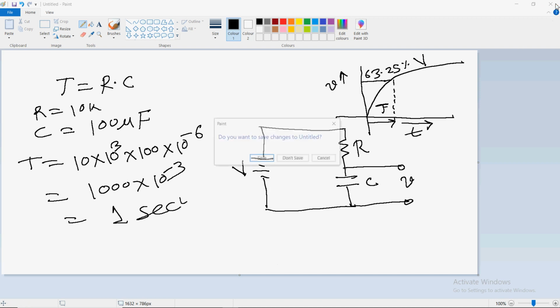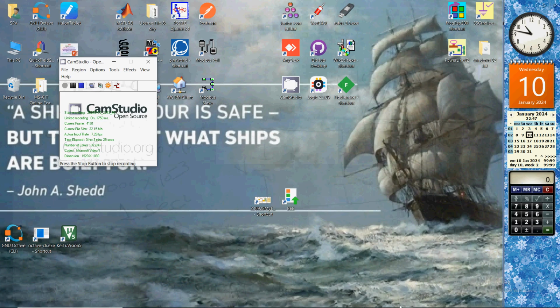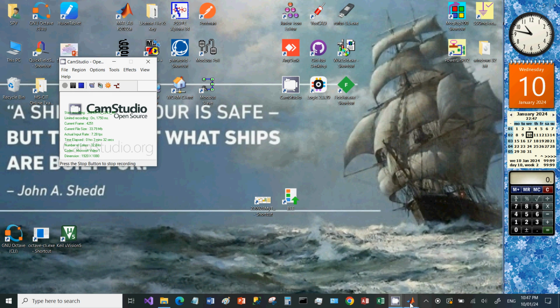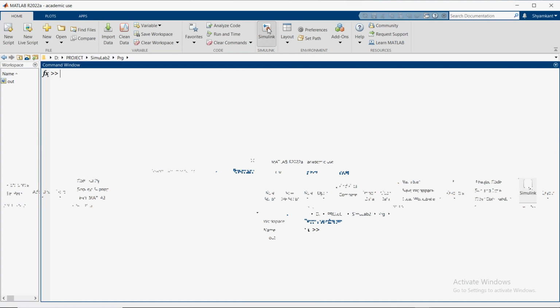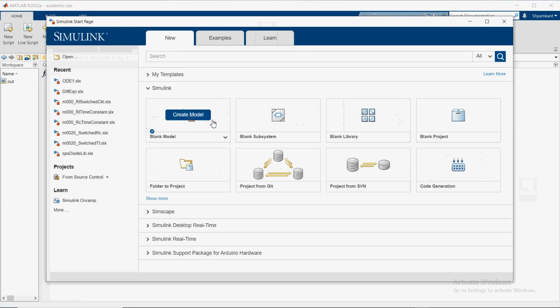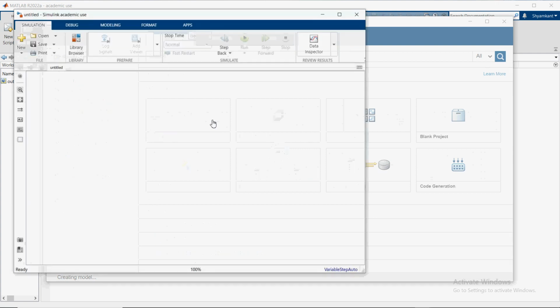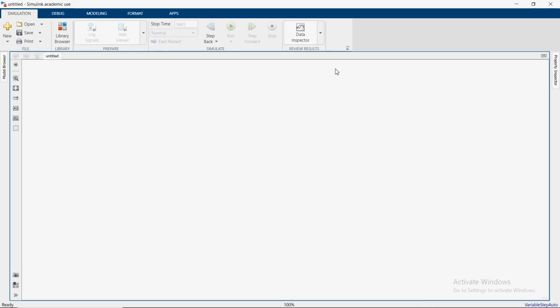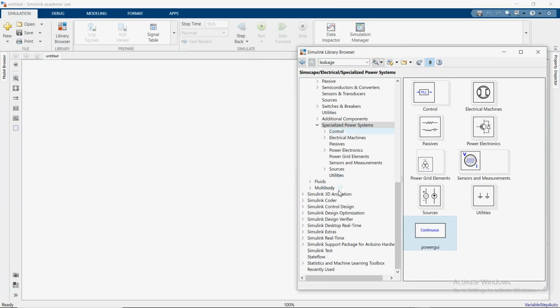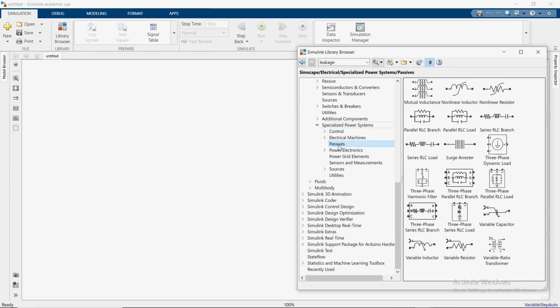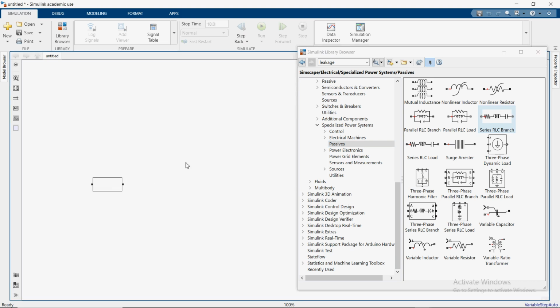So close this, don't save, and open MATLAB. Under MATLAB, Simulink, start the blank model. We have kept this library open. So go to the library, and in the library from Specialized Power Systems, select Passive Components. R and C are passive components. So select the Series RLC Branch and drop that RLC branch here.